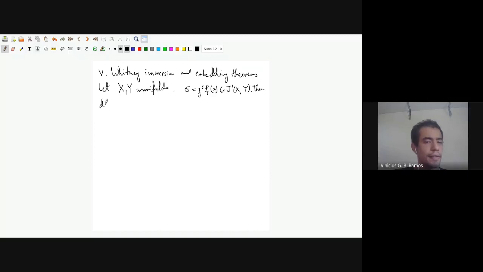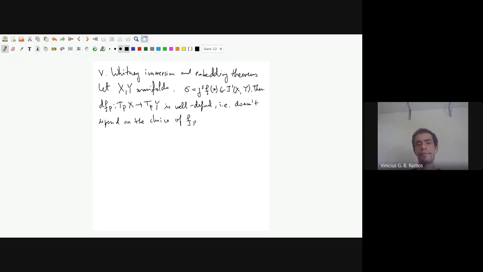Notice that the linearization of the function at the point, from T_pX to T_pY, is well defined. I mean, it doesn't depend on the choice of f. So it only depends on the jet, right? If I choose another function that has the same first jet at X, then it's going to have the same linearization. That's basically the definition of jets. So that means we can define the rank of sigma to be the rank of this linear transformation. Okay, so that's the dimension of the image.